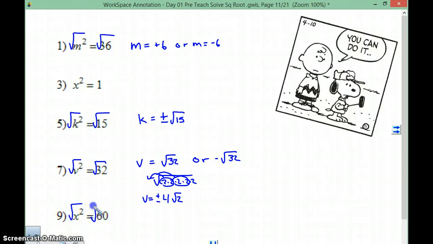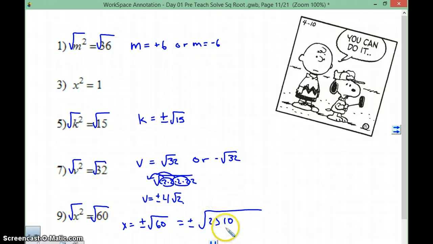How about here? x equals plus or minus the square root of 60. Can we simplify the square root of 60? Let's check. 60 is 6 times 10. 6 is the same thing as 2 times 3, and 10 is the same thing as 2 times 5. So if we take these two 2's out, we end up with plus or minus 4 root 15.